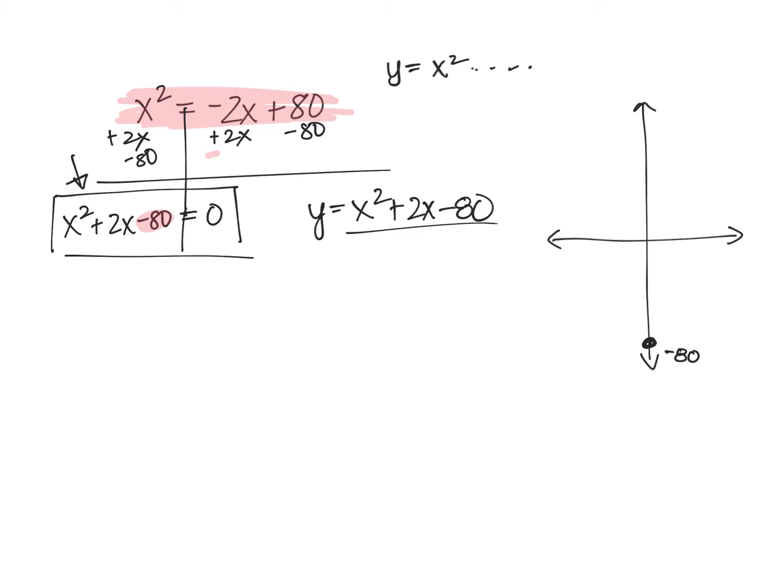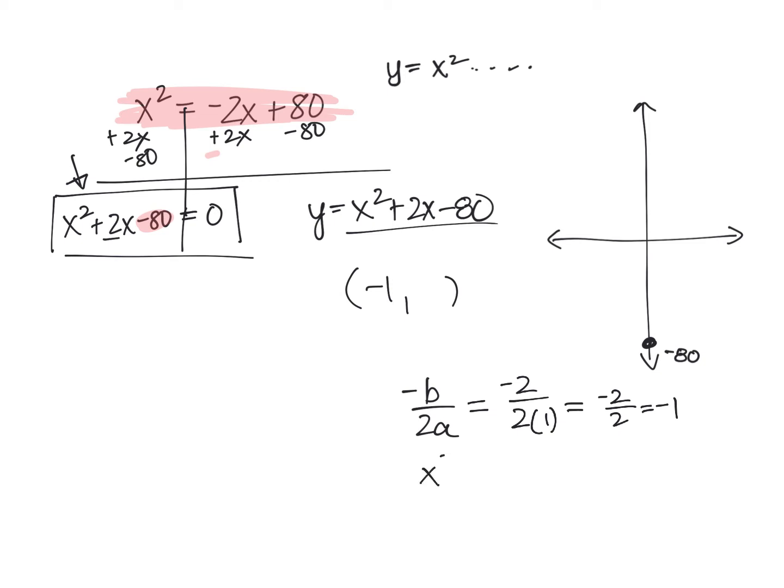Next I can find my axis of symmetry. So I can do negative b over 2a. If I plug that in, my b is 2, so negative 2 over 2 times 1 is negative 2 over 2, which is negative 1. So my vertex is going to be negative 1 comma something.